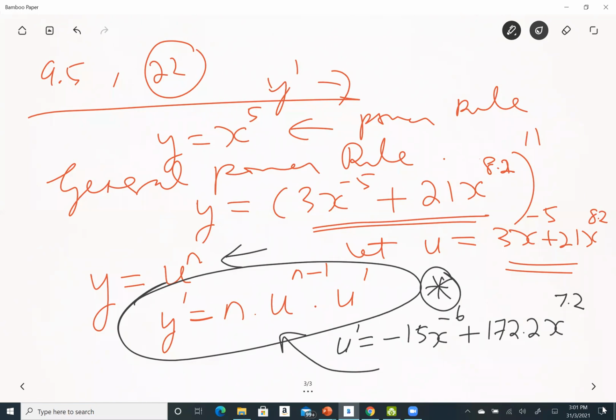Good. So now you apply the rule. The rule is n u to the power n minus 1 multiplied by u prime. In order for us to get familiar with the method, the derivative is y prime equal to n, and n is 11, multiplied by u. Reduce the power by 1, so that becomes 10. And then you multiply by the derivative of u, which is u prime.